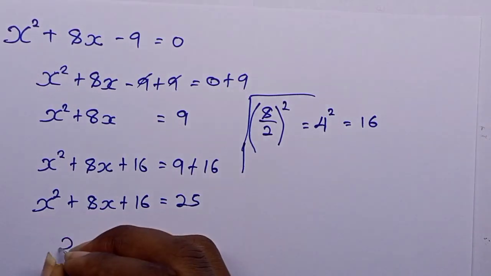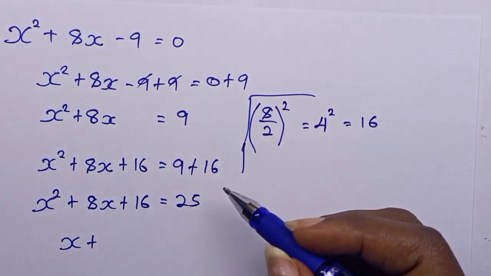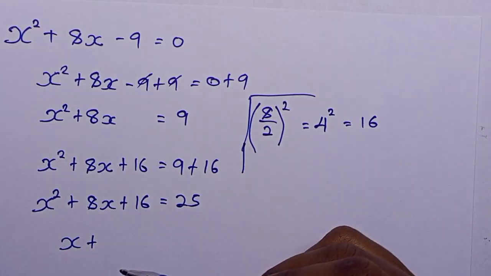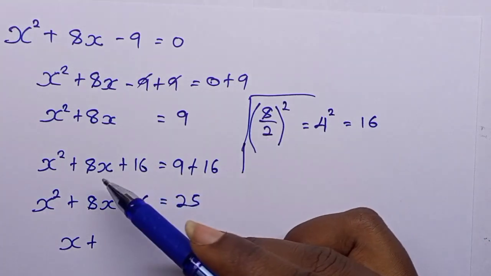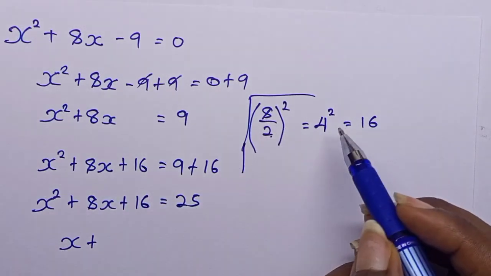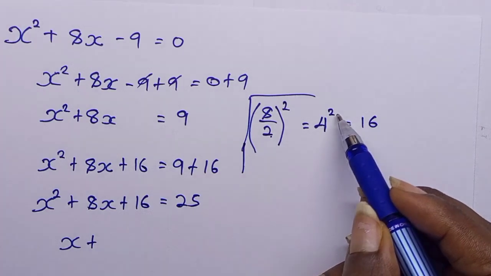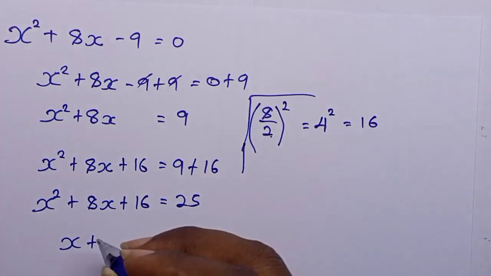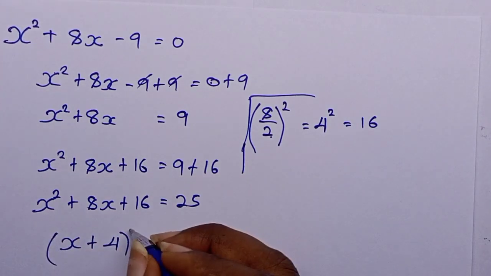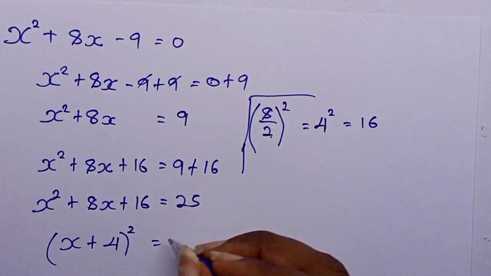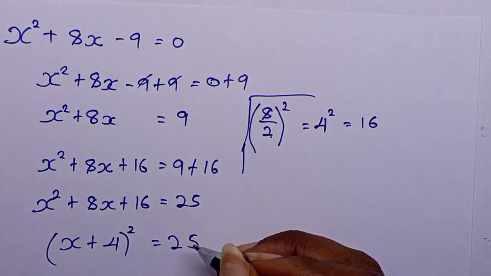After doing that, you factor the left hand side. So we shall have x plus, now the value that you put inside should be the value you get after dividing the coefficient of x by 2, which in this case is 4, before we square. So 4 is the value you put. So x plus 4, then you square, is equal to 25.